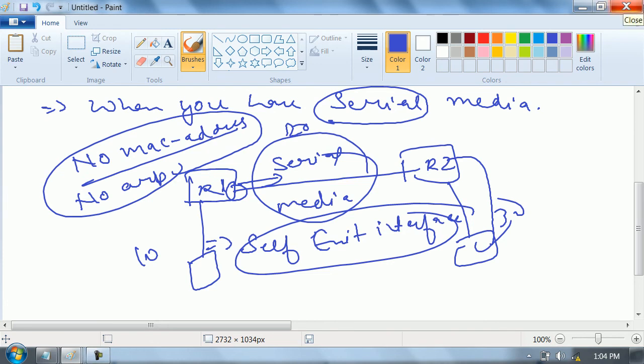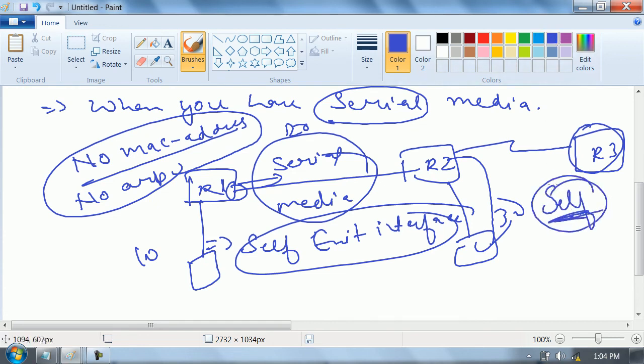It means when you use exit interface, it is on serial media. Agree? And when you use next hop, it is anywhere. We will discuss now what is next hop. Fine. Exit interface is always self. No issues.